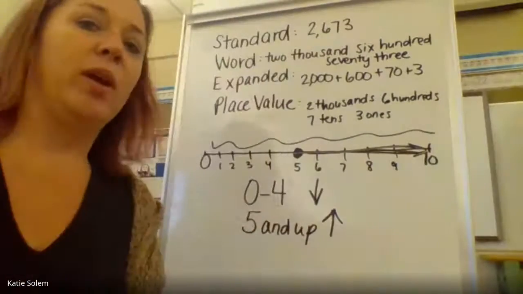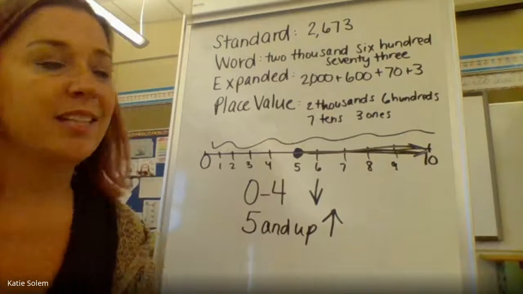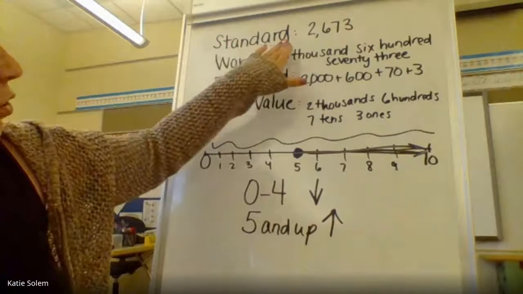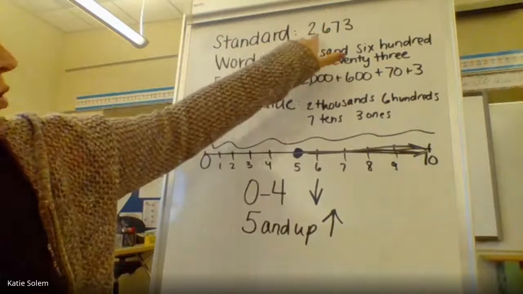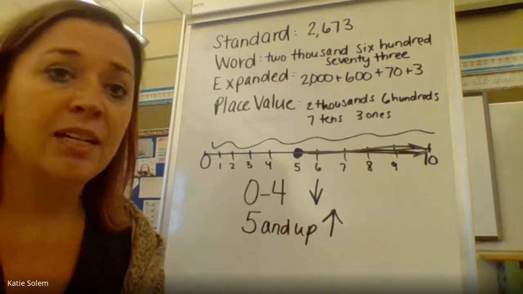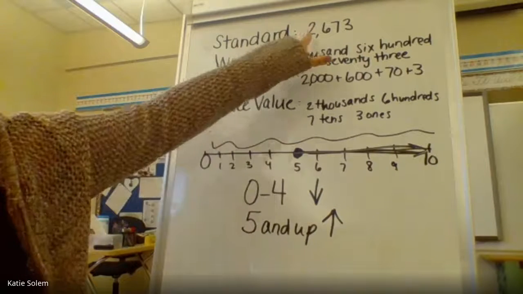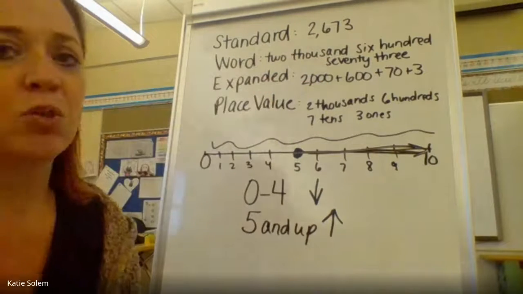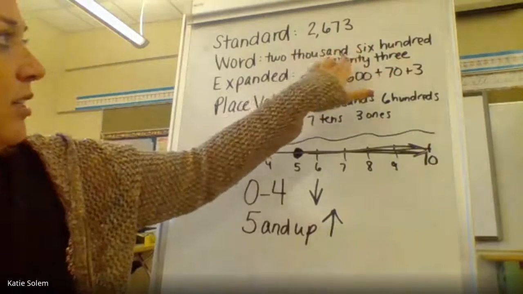So one of the ways that we write numbers, and the most common way, is we call it standard form. Standard form is just writing the number the normal way. So this number in standard form, 2,673. Another way we might write a number is in word form. So if I wanted to write that number in word form, I would just write the words out, 2,673.